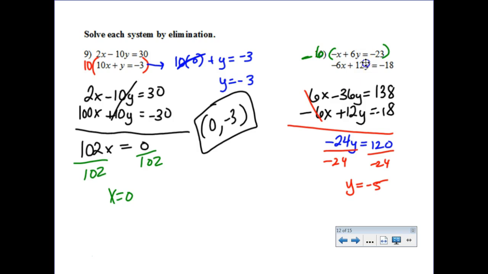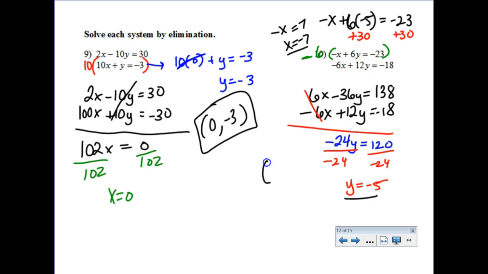But now I have to go back to my favorite equation from the beginning and solve for x. So how about this top equation? So negative x plus 6 times negative 5, whoops, because we just found y, equals negative 23. So this is a negative 30, so I'm going to add 30 over here. I am really running out of room here, guys. Sorry. This becomes negative x equals 7, which means x equals negative 7. So we found x and y, and now I write my answer as an ordered pair. Sorry for the messy writing.